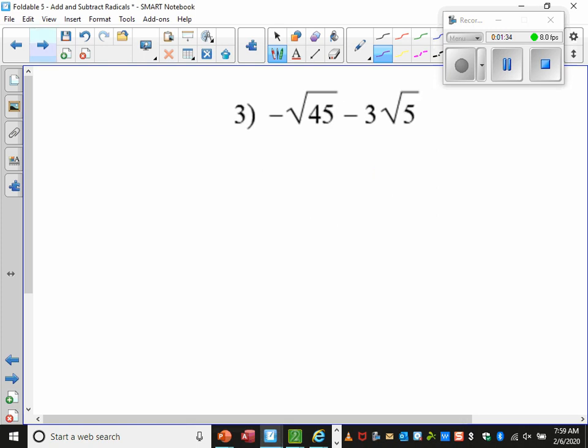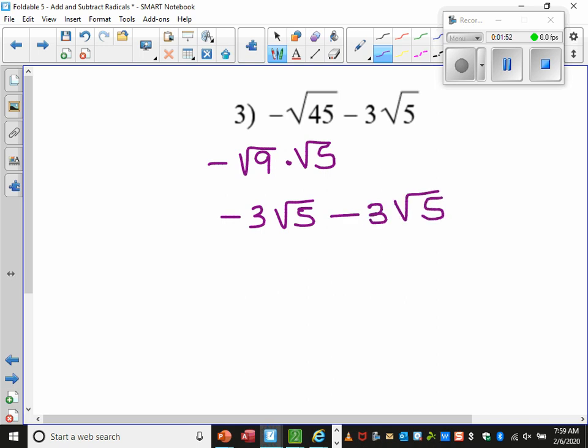So here I will have to simplify 45 first. So I'm going to say 9 times 5. Good thing we already know how to do that. So that's going to end up being -3 rad 5 minus 3 rad 5s. They're like terms, both the rad 5s. So that gives me -6 rad 5.